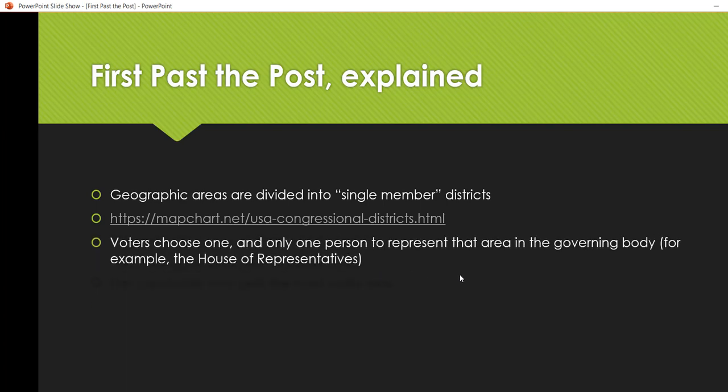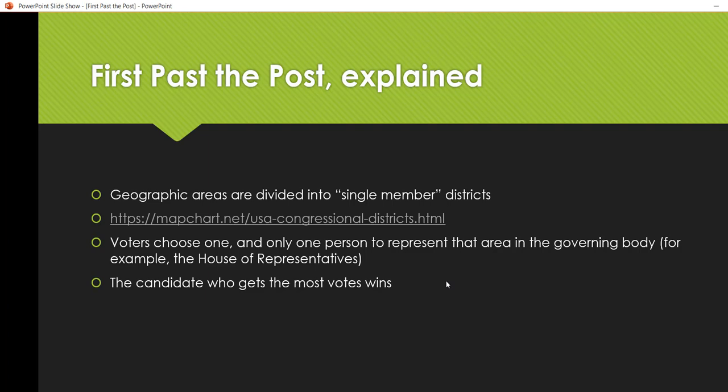So in single member districts, first past the post types of elections, voters can choose only one person to represent that geographic area in that particular legislative body, whether it's the House of Representatives or the California Assembly or the Sacramento County Board of Supervisors, or even the Los Rios Community College Board of Directors. They also are elected in single member districts. In this type of system, the candidate who gets the most votes wins.